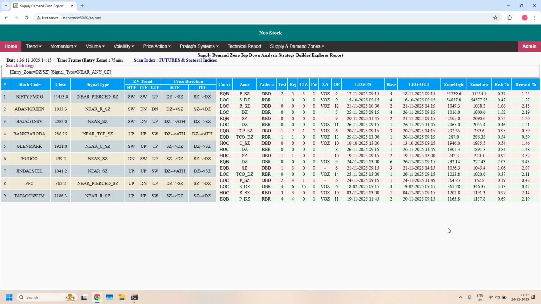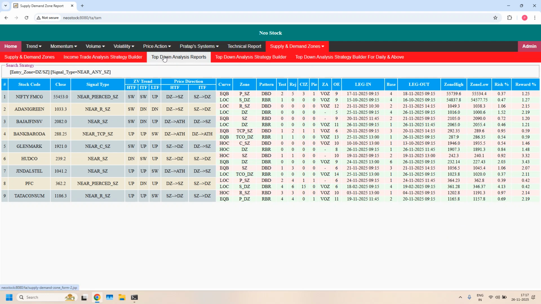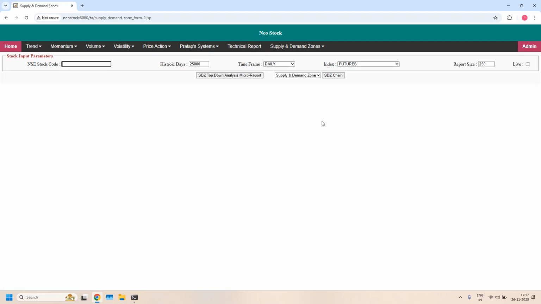So this is about high liquidity zone identification from these reports. Next, I will generate NIFTY and BANKNIFTY supply demand zone chain reports. Starting with NIFTY. So generating monthly supply demand zone chain report for NIFTY.